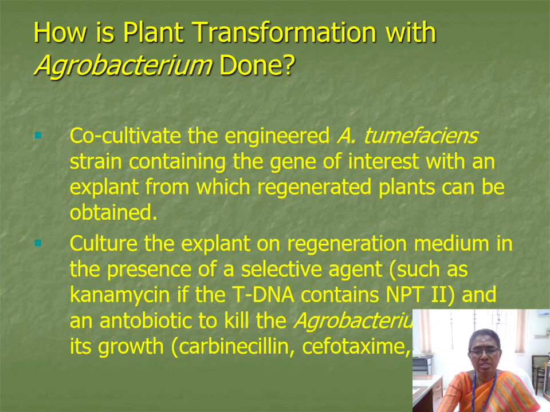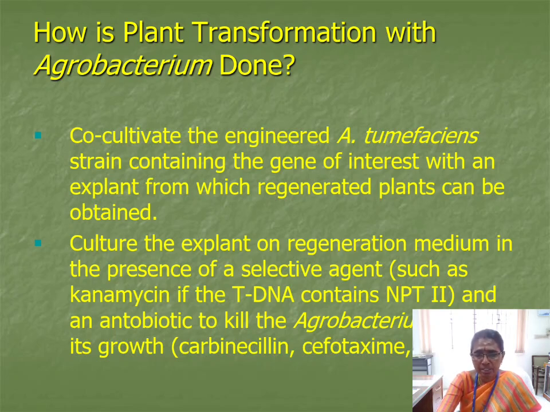So coming to how plant transformation could be done using Agrobacterium. First we have to co-cultivate the engineered Agrobacterium tumefaciens, with the gene of interest, with an explant from which regenerated plants can be obtained. That means, for example, in the case of rice, immature embryos or mature seed derived calli could be used as an explant to which we co-cultivate the Agrobacterium tumefaciens containing our gene of interest.